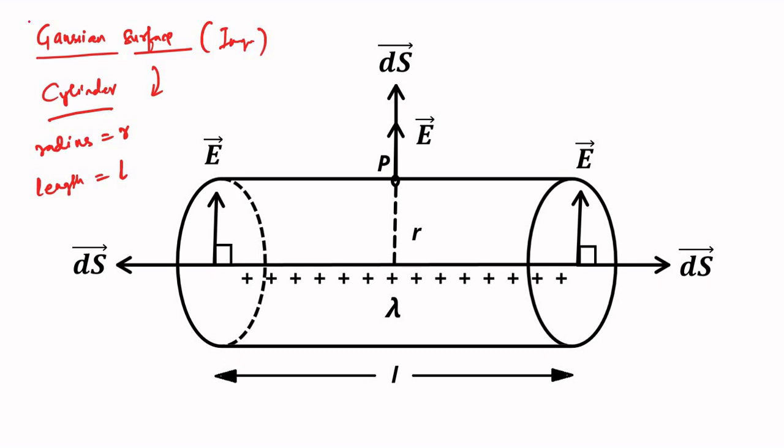Now here the concept of the angle between the electric field vector and the surface area vector will come into play. This whole cylinder, the imaginary Gaussian surface, consists of two parts. First is the two end caps, the circular cross-sectional end caps at the two ends, the left and right. This is the end cap, this portion.